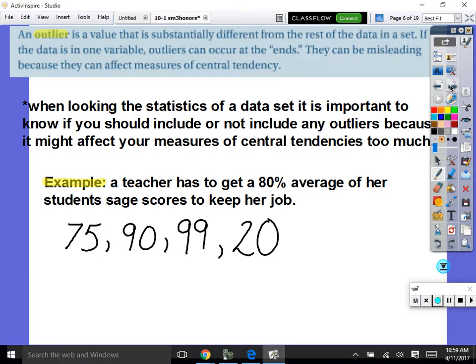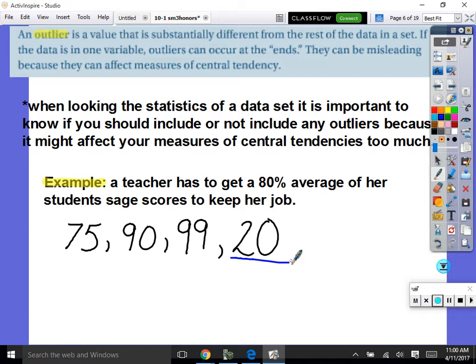Let me give you an example of this. A teacher has to get an 80% average of her students' test scores to keep her job. So let's show you an example of an outlier. Which one of these is the outlier? 20. Okay, so this one student got a 20, which is significantly lower than the other students.